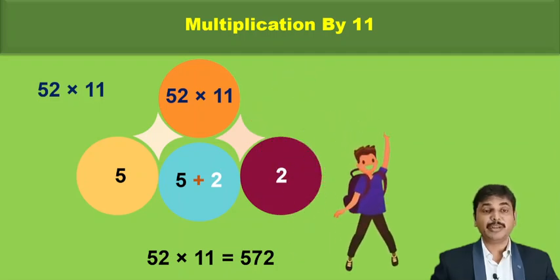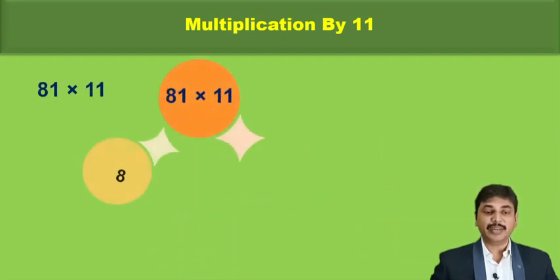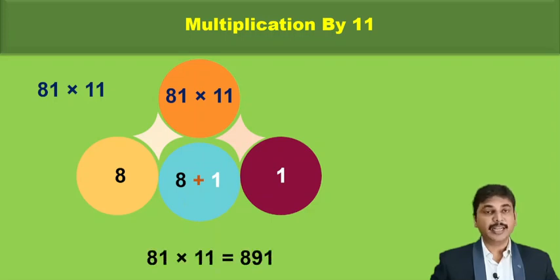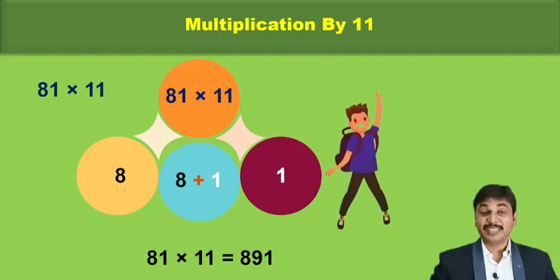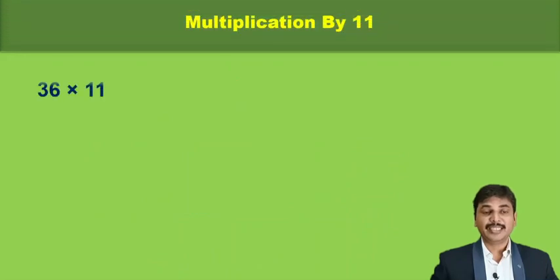You must be jumping with joy, my dear friends. Yes. Now, 81 into 11. So just spread this 81 in this fashion, 8 and 1, and create a space for a single digit which will be filled by 8 plus 1, and your final answer will be 81 into 11 is 891. So I request everyone to do the next question mentally. Okay, 36 into 11. Yes, a super fast method of doing multiplication by 11.